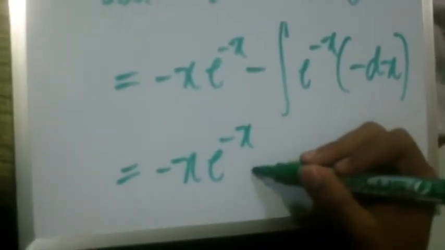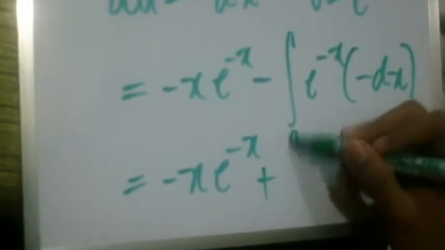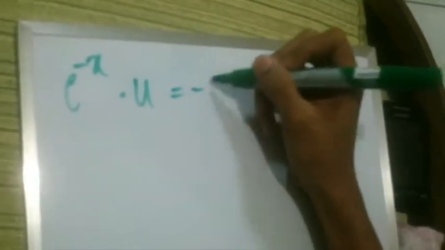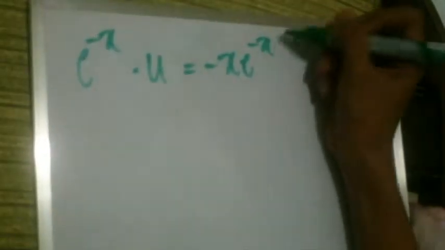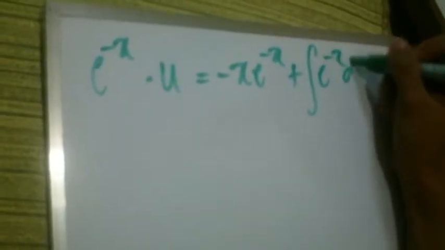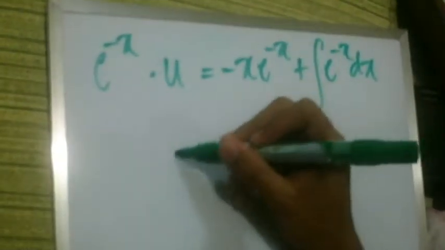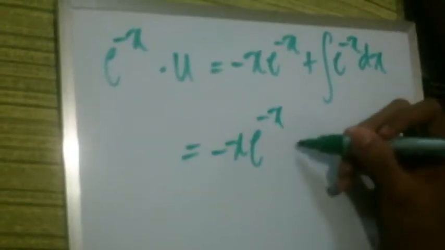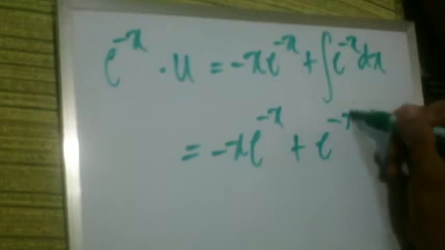Negative x e to the negative x plus e to the negative x dx. e to the negative x times u is equal to negative x e to the negative x plus the integral of e to the negative x dx, which is equal to negative x e to the negative x plus e to the negative x plus c.